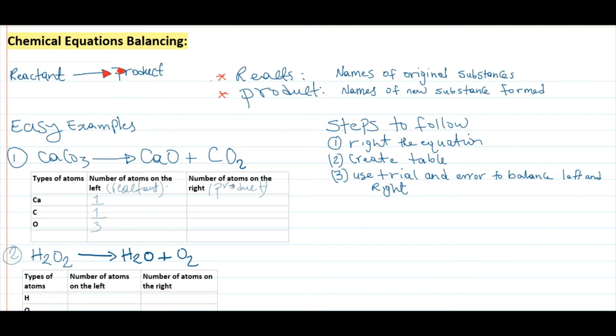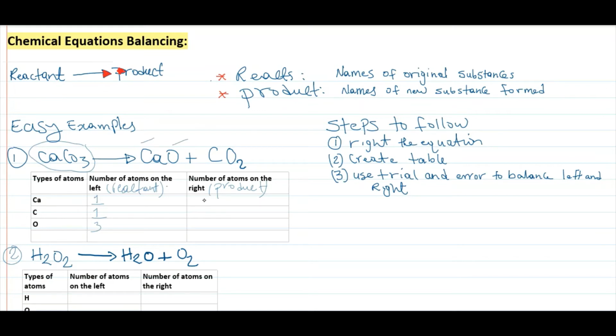Let's move on to the right side. If the right side equals the left side, then we say the equation is balanced. The whole aim is to make sure the calcium, the carbon, and the oxygen on the left side equal the number of calciums, carbons, and oxygens on the right-hand side. So the count has to be equal.